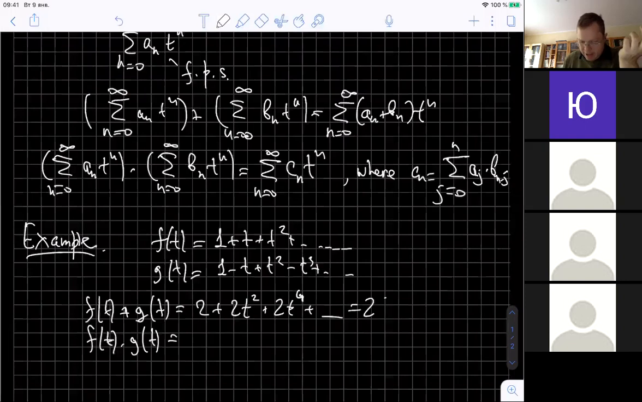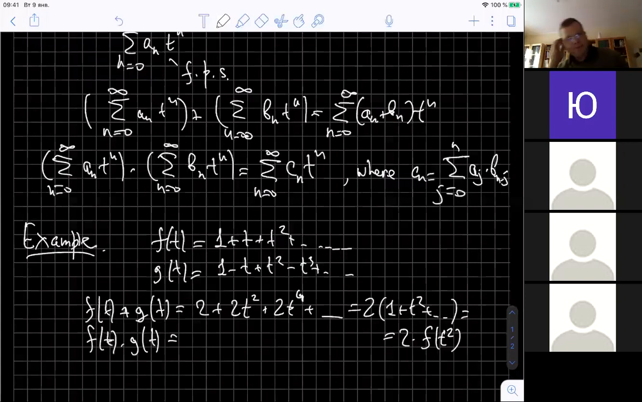So we can write this as 2 times the even powers. We can write this as 2 times f of t squared, for example. So if we change the variable from t to t squared, then it will be exactly the power series of f of t squared. And what about the product?